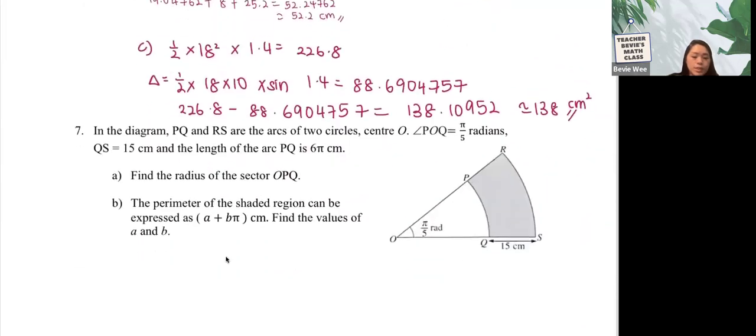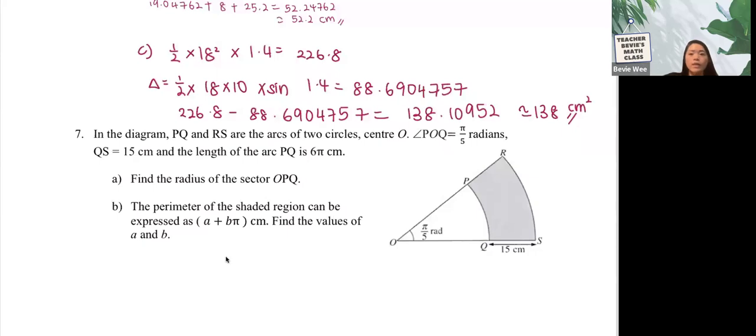Okay, question 7. Oh, this shape again. So take note, whenever we talk about this shape, this QS of 15 does not represent anything. It is not the radius of the shaded part. In the diagram, PQ and RS are arcs of two circles, center O. Angle POQ is pi over 5 radian, QS is 15, and the length of the arc PQ is 6 pi.